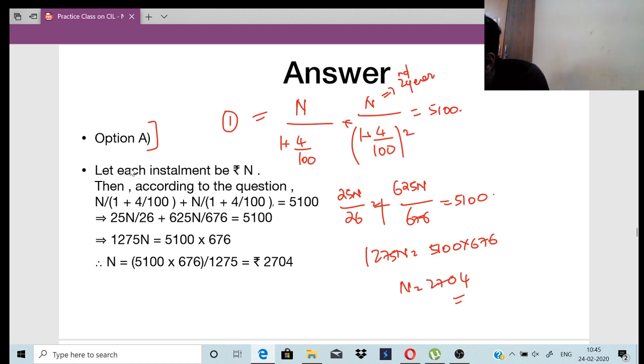Sir, tough पूछना next session में. ठीक है?